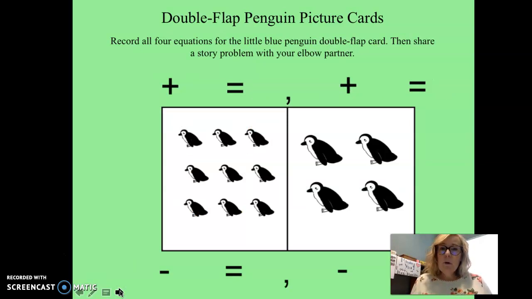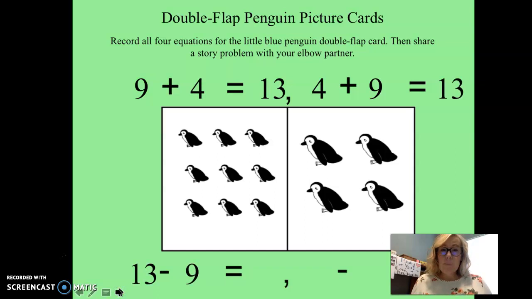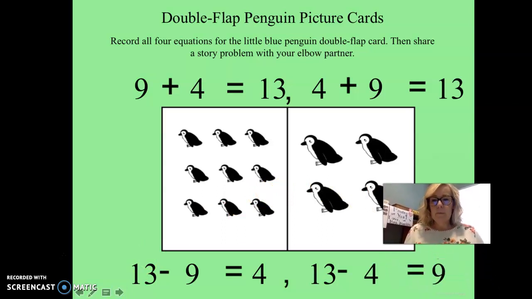Okay, can you record all 4 equations for the little blue penguin double flap card? What's our first equation? Take a moment, write them down, and then check your work. 9 plus 4 equals 13. 4 plus 9 equals 13. 13 minus 9 equals 4, and 13 minus 4 equals 9. Sorry, my head's in the way. There you go.